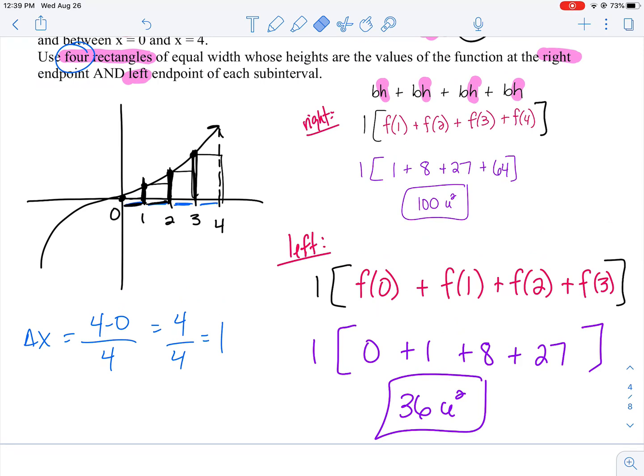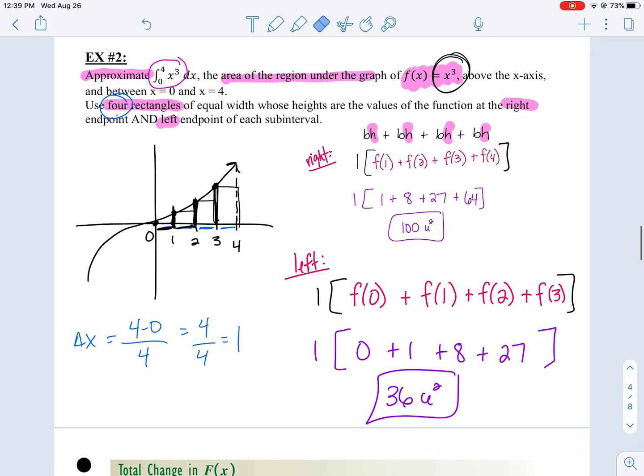I know that it's somewhere in between them. Something like, I don't know, maybe 50, 60-ish, something like that, right? So somewhere in between 100 and 36. But still, those were just estimates. In order to get the exact area underneath that curve, where was it? All this little pink stuff, right?